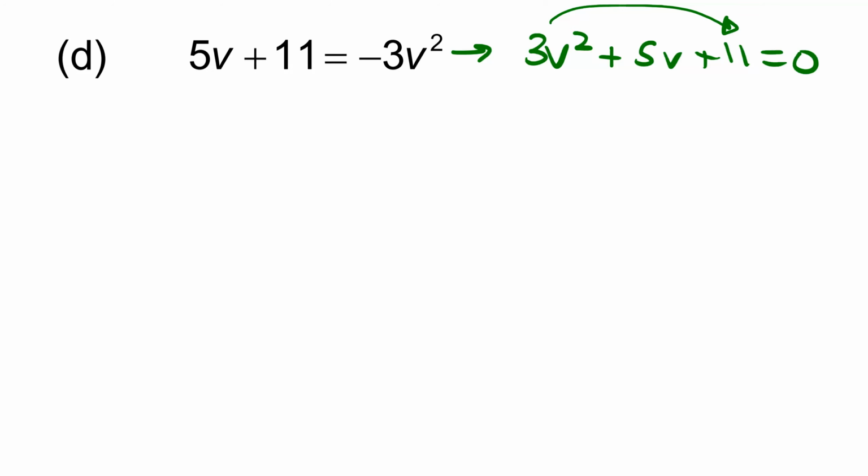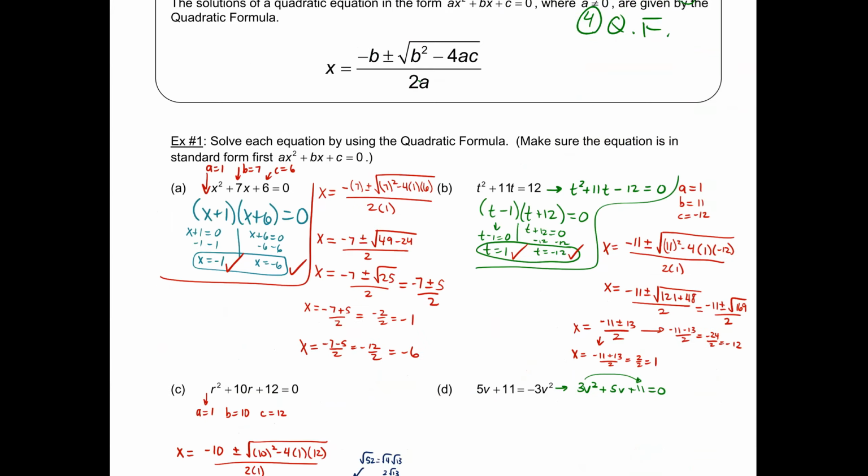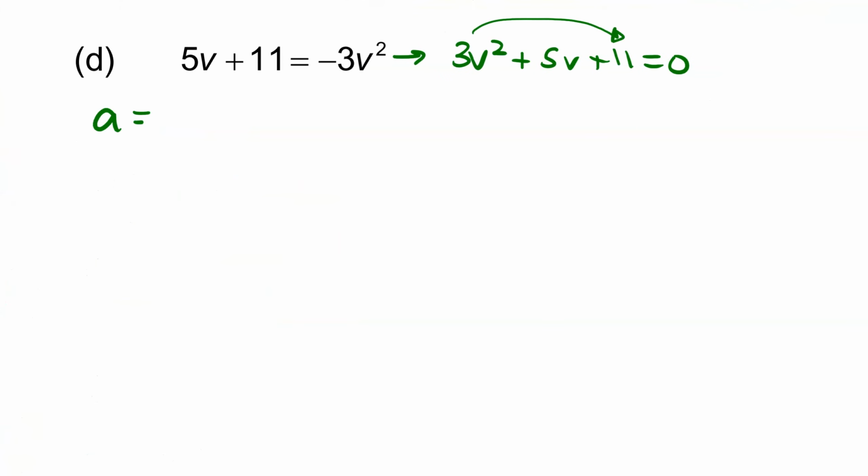I'm sorry, pause. What is this lesson called? Oh, no, I know. Come on. So A equals 3, B equals 5, C equals 11.